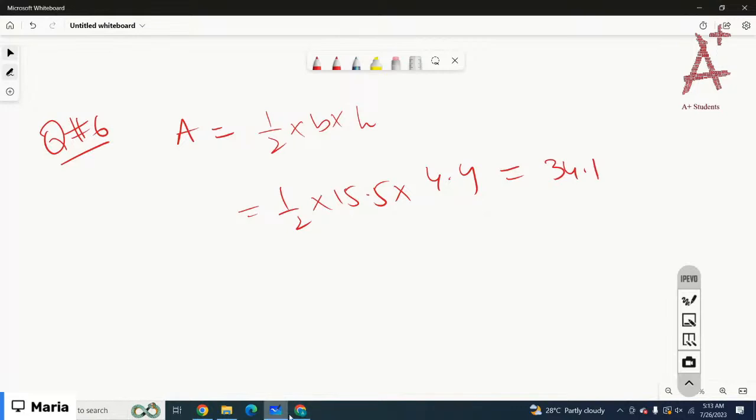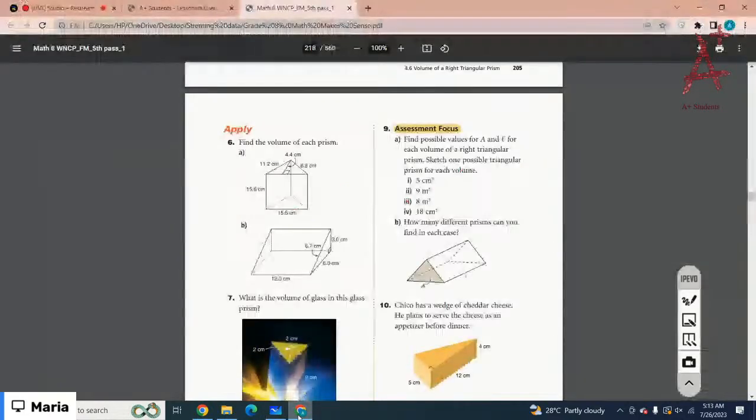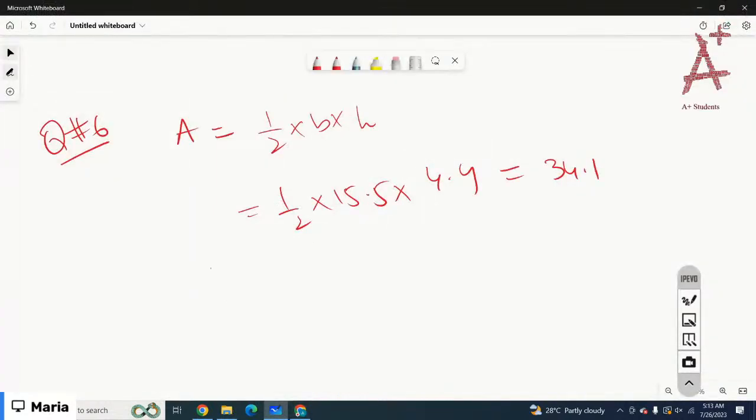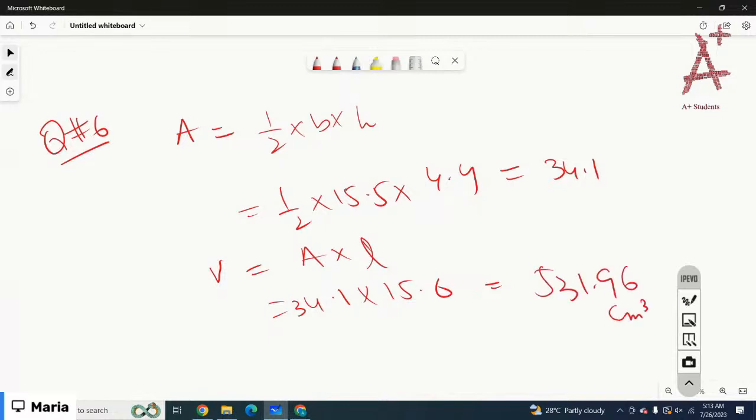And you have to calculate the volume, so you have to multiply it by the length, that would be 15.6. So it is 34.1 times 15.6, that would be 531.96 centimeter cube. Got it? Okay, let's just look at the next question.